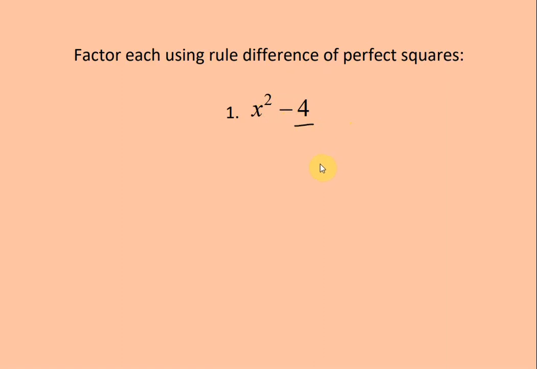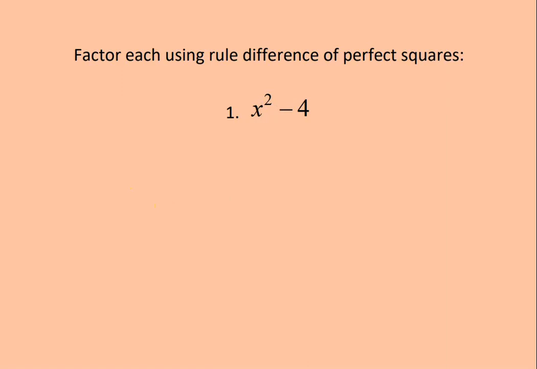4 is a perfect square because 2 times 2 is 4. And x squared is a perfect square because the exponent is an even number. So x squared is a perfect square, x to the fourth is a perfect square, and so on. As long as the criteria is met, we can factor using the factoring rule difference of perfect squares. And this is a very easy method of factoring.